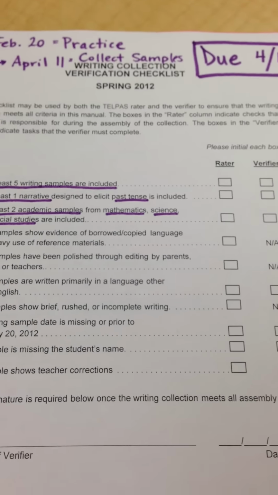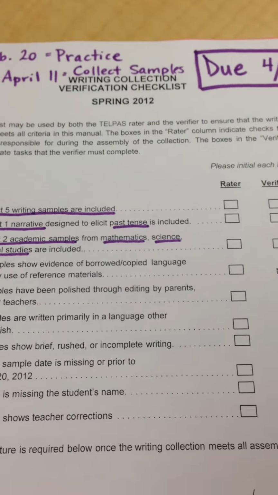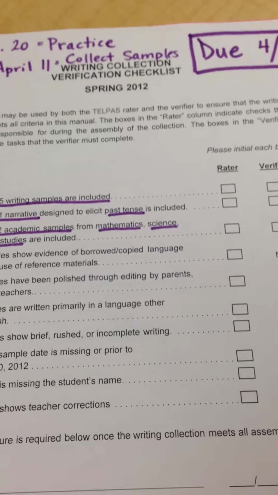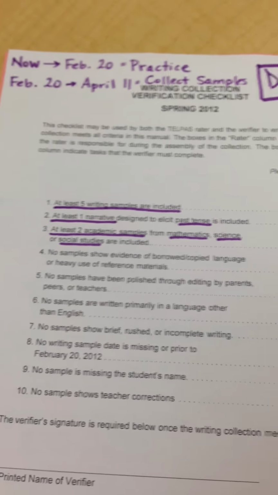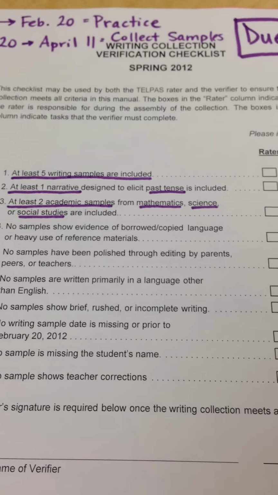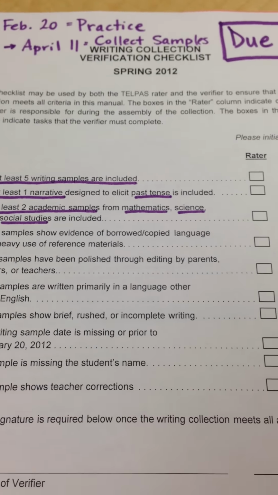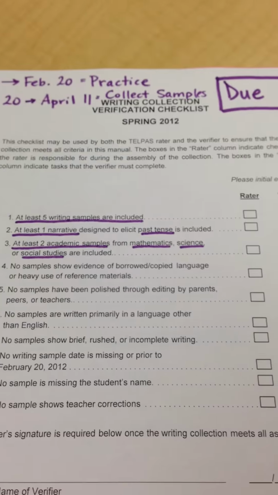This is not due until April 11th, but the reason I'm giving it to you now is so you can start thinking about it ahead of time from now until February, preparing your students, making sure that you've tried at least several writing samples from each of the different types. And then also, once we hit February 20th, you can start tracking your progress of how many samples you've included and what else needs to be done.